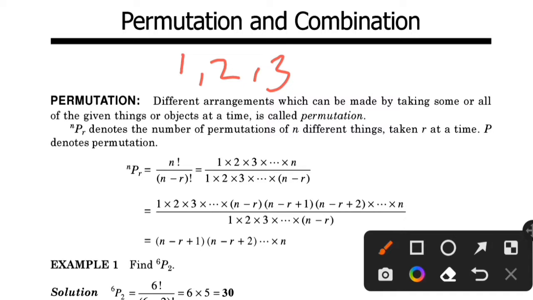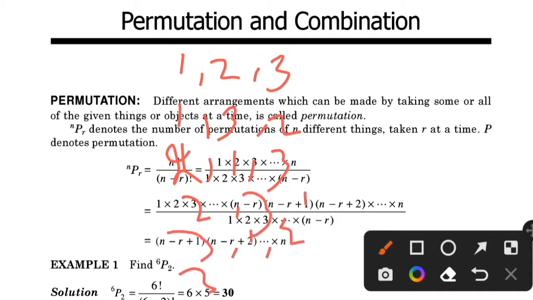But their order will be changed if I write 1, 3, 2, 2, 1, 3, 2, 3, 1, 3, 1, 2 and 3, 2, 1. So these are 6 different arrangements but only one combination. So this is the difference between arrangements and selections. Now in this example we have three things but it has only one combination and we have 6 arrangements. So it means that permutation is 6 times greater than combination, right?